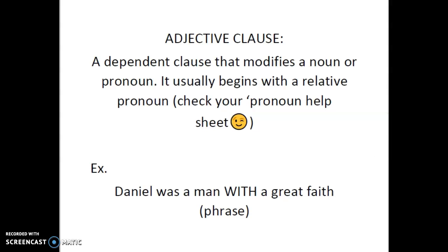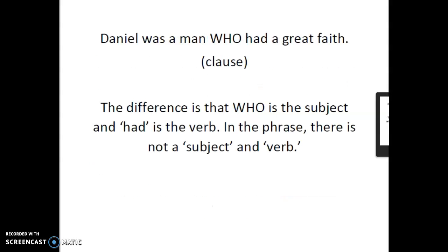All right, we're going to pop down to hopefully the next one if it lets me. Here we go. Daniel was a man who had a great faith. There's one of those relative pronouns. Now, you know this is a who, which clause. You have seen these for years and years if you've been using IW writing. And so just remember the who, which, and that are generally going to be the starters of these clauses.